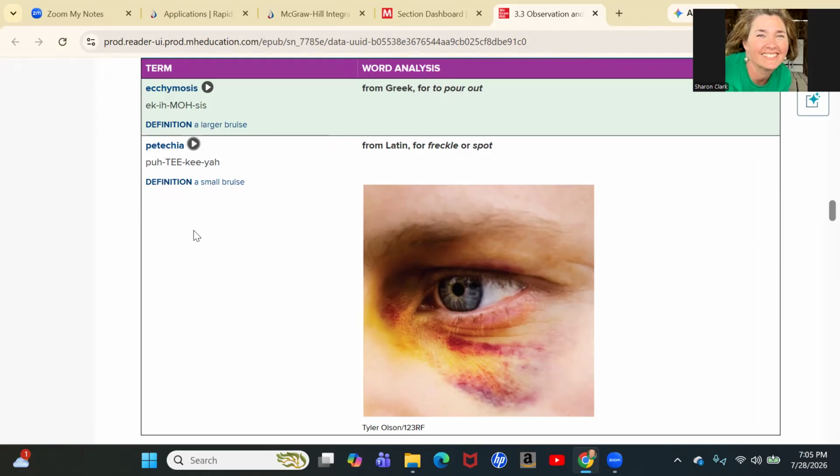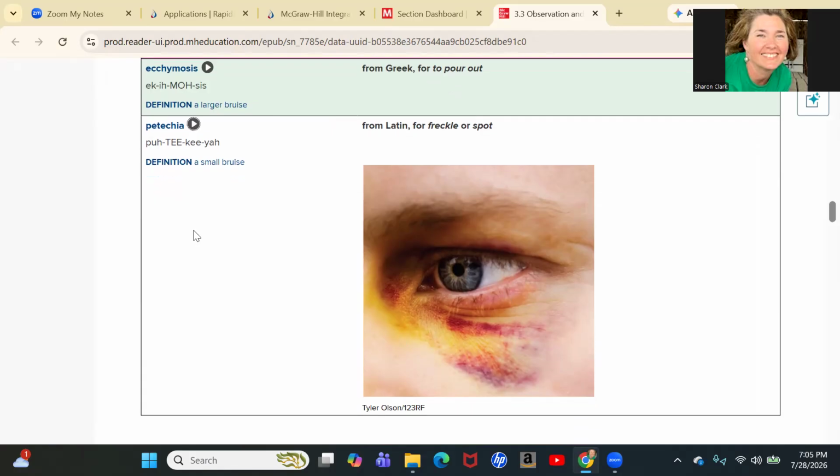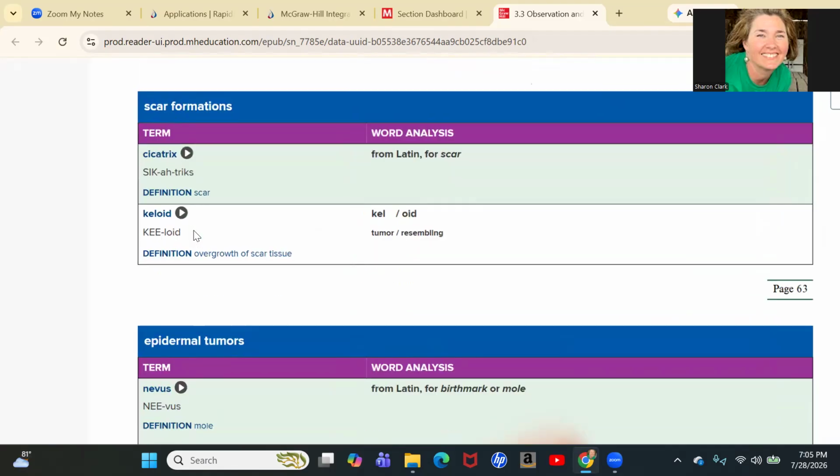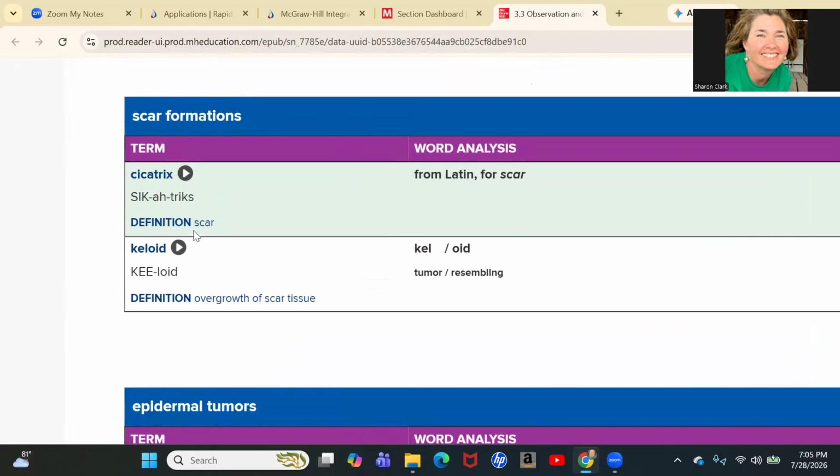Petechiae or petechia are like small pinpricks, like if you took a purple pen and just dotted your skin with the tip of the purple pen. That is what petechiae is. They're usually caused by high fevers or different types of injury to the body.